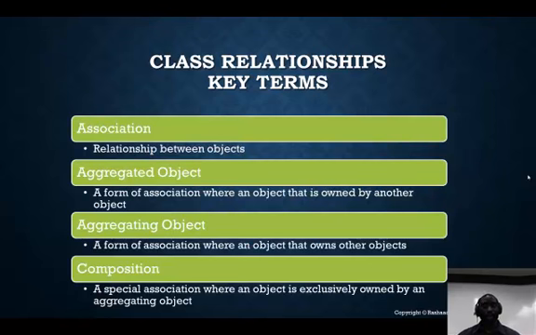And the final association is composition. This is where an object is exclusively owned by an aggregating object. So what does all this mean, and how is this important for you? Well, there's two ways you really want to understand this.